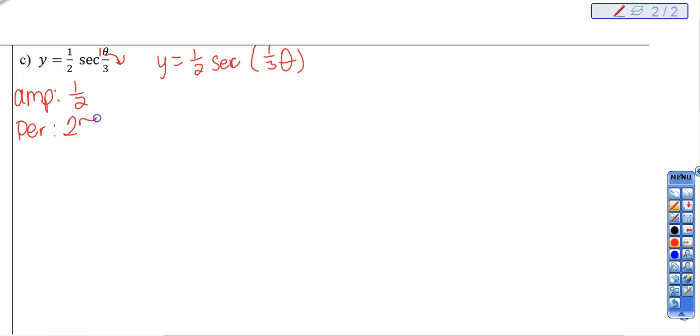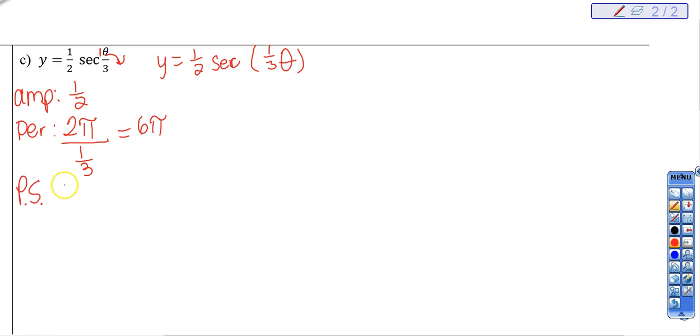Period of secant, because it's a reciprocal of cosine, right? So we're going back to a period of 2 pi divided by your B term, 1/3. And we don't need absolute value since it's positive. So that's 2 pi times 3. Period of 6 pi. So we'll definitely be drawing one cycle here, unless you really want to make the distance between 0, or the distance of 6 pi like really close together.